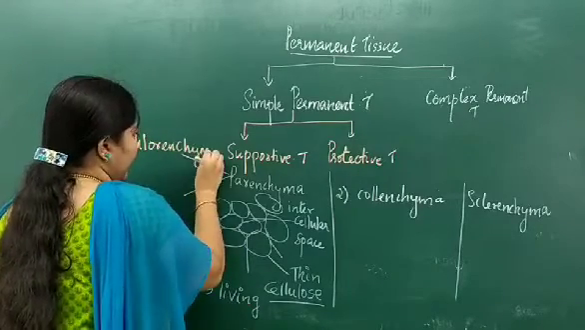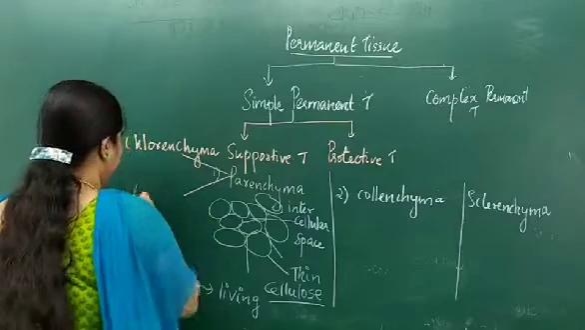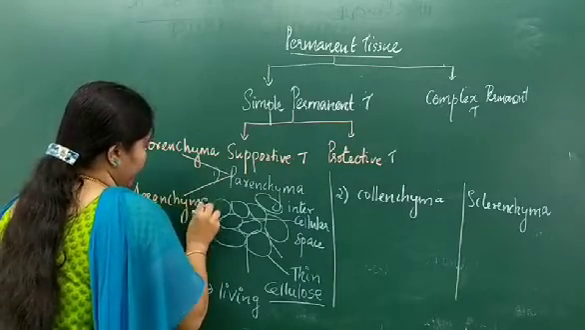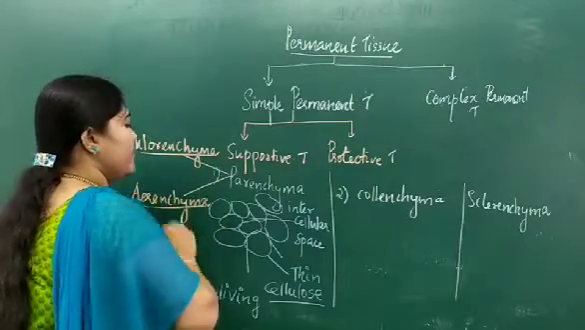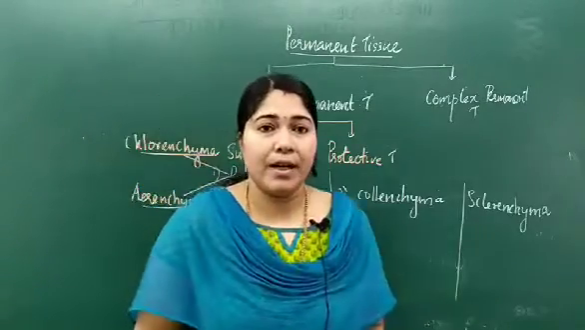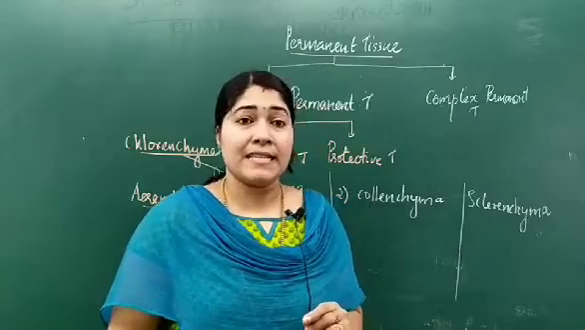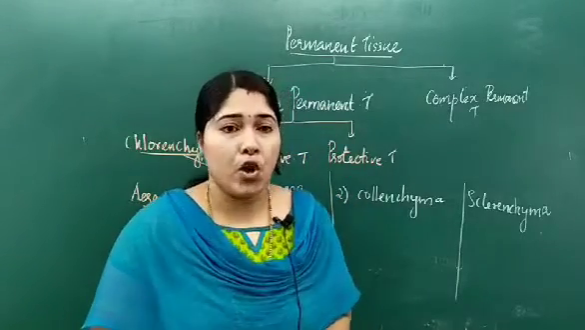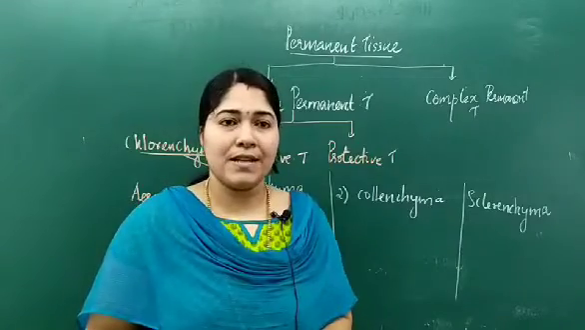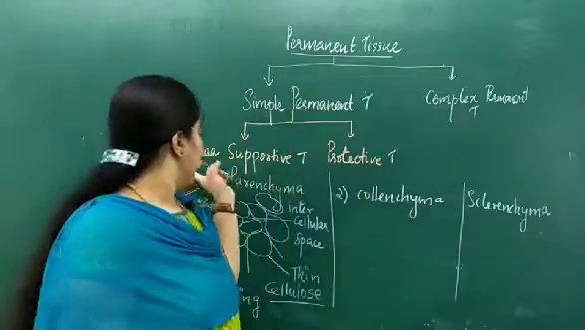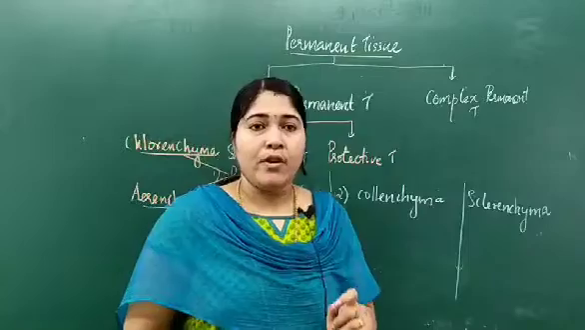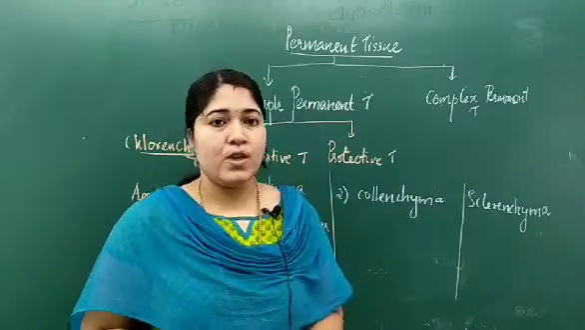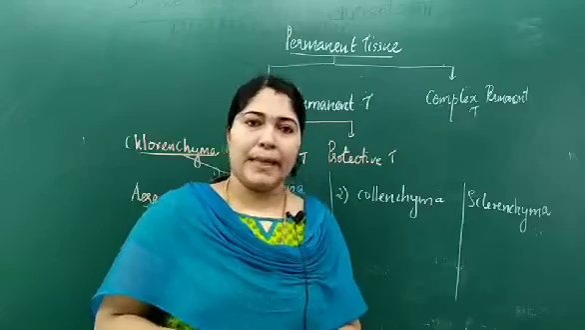Chlorenchyma, and the other is called aerenchyma. From the word itself it will be clear for you. If the parenchyma cells contain chlorophyll or chloroplast in them, we call those parenchyma cells chlorenchyma.